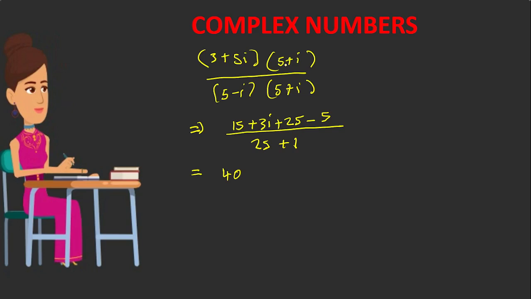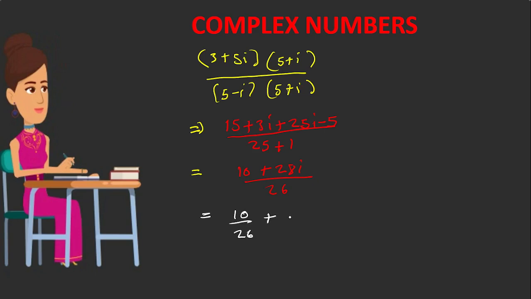So 28i over 26. After you write that expression, you can simply express it in the form which we were asked. Here we are just going to say 10 over 26 plus i times 28 over 26. After you do that, you can simplify. You look for a number that divides this one and that one. In that case, it's a 2. So 2 there, it's 5, and 2 there, it's simply 13.